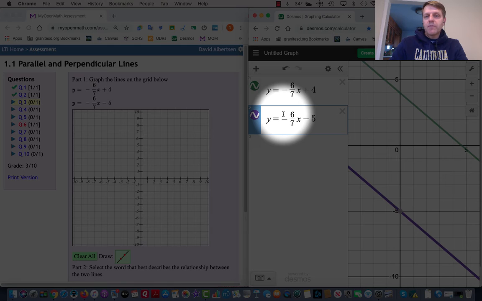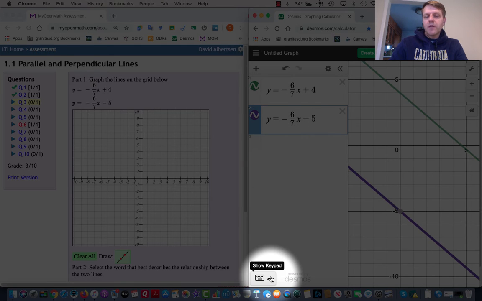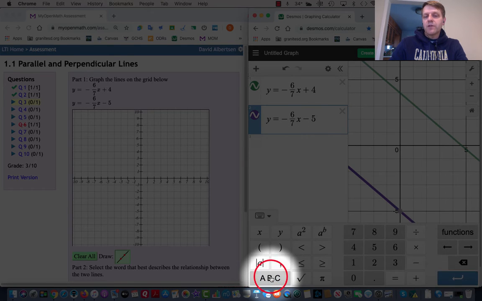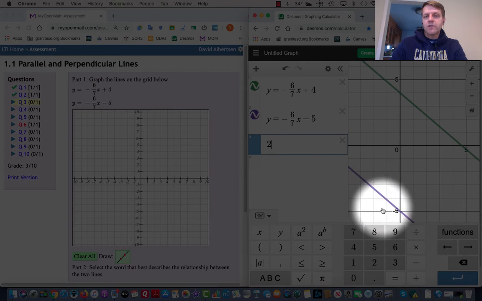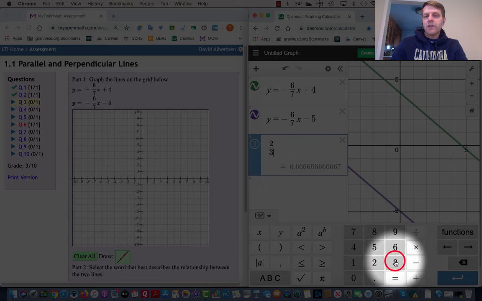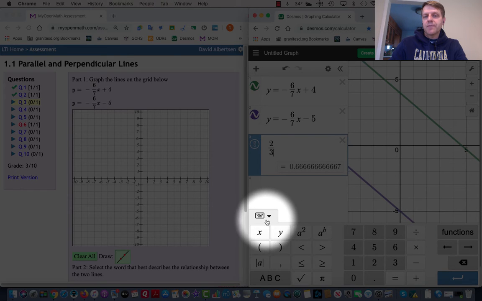Some of you are wondering how to make this little fraction bar. That's divide. So if you click the show keyboard, you can use divide to make a fraction. Here, let me just show you. If I do 2 divided by 3, that makes a fraction, right?